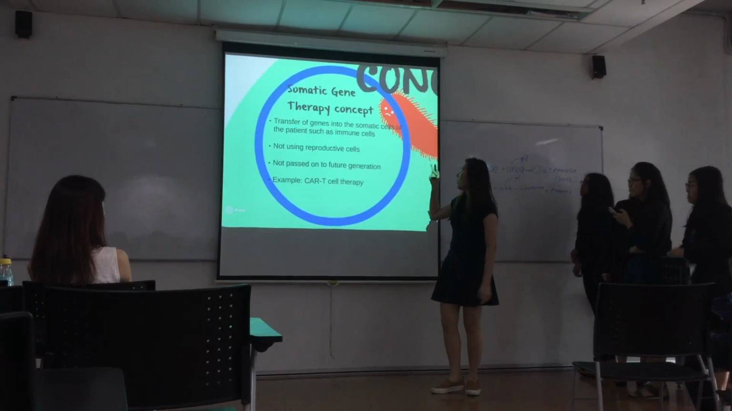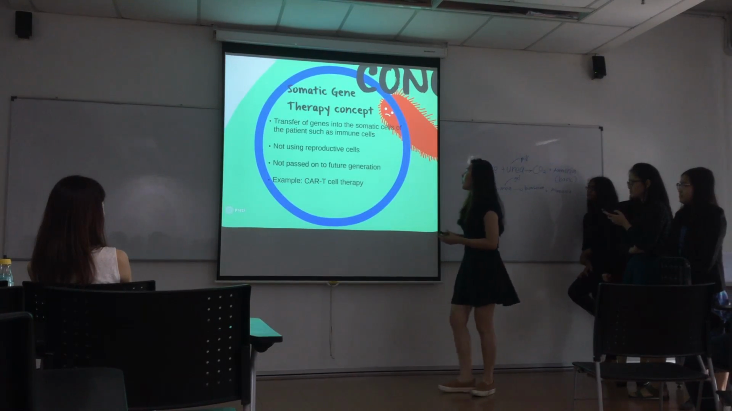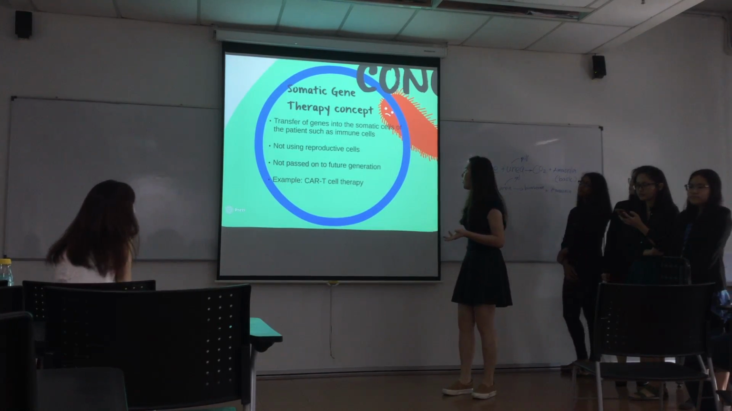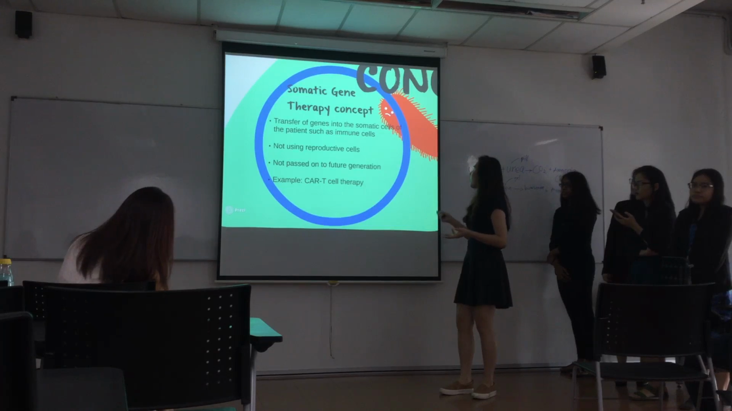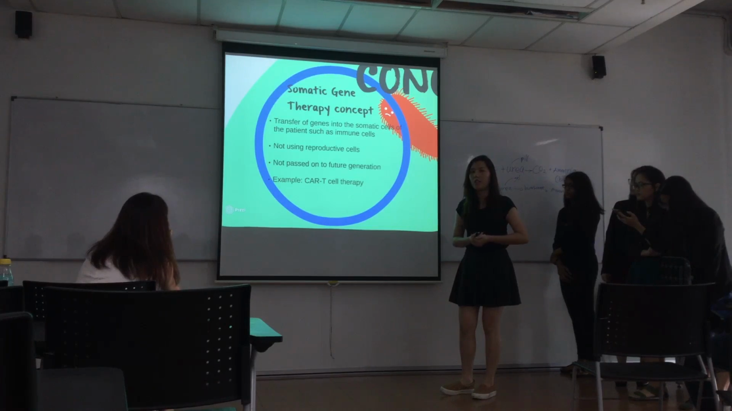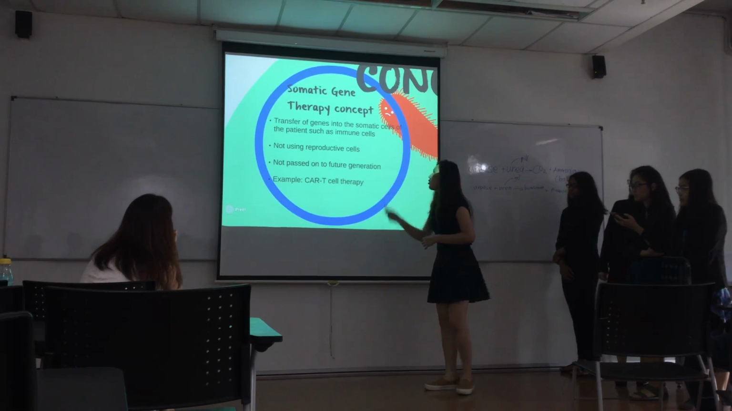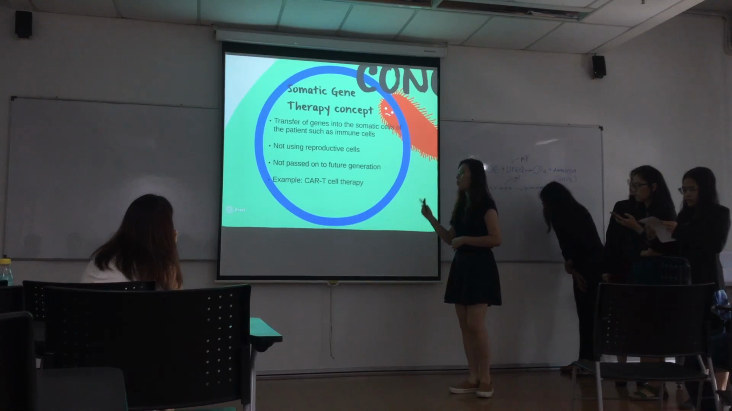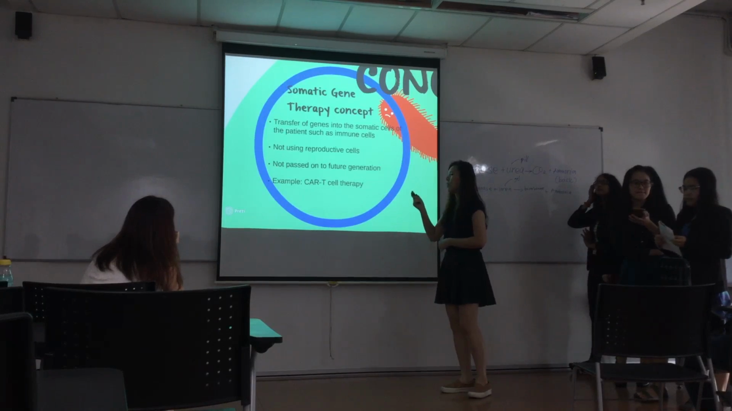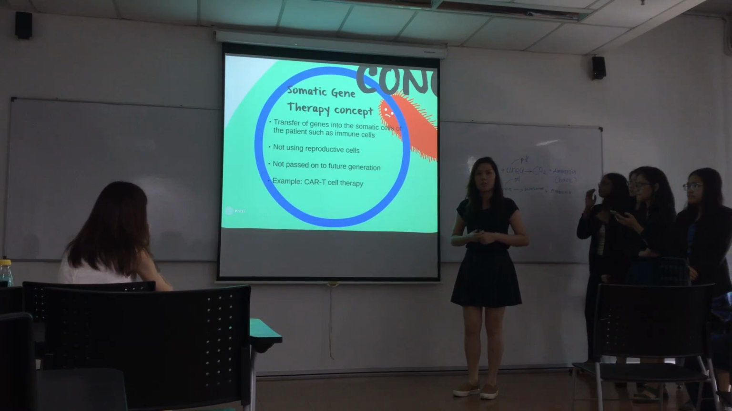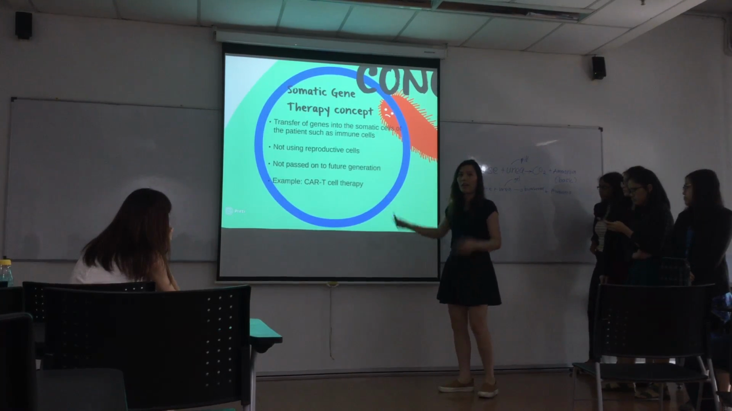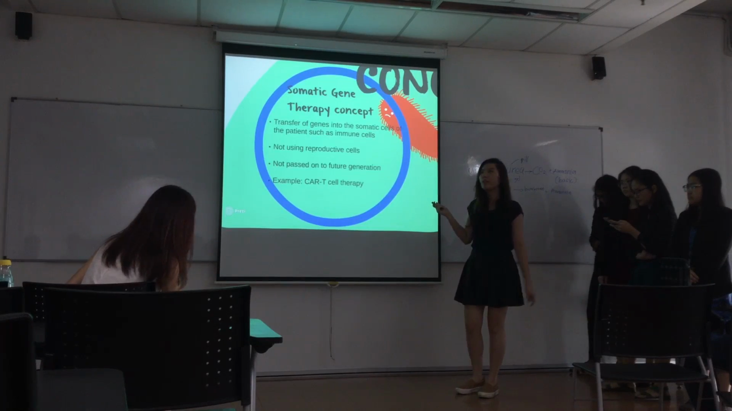So I will start with the somatic gene therapy concept. So basically, somatic gene therapy is about the transfer of desired gene into the somatic cells of a patient. For example, the somatic cells are like immune cells, bone marrow cells, muscle cells, and other cells that you see in the body, except the reproductive cell. So in this somatic gene therapy, the reproductive cell will not be used, and also the modified somatic cells will not be inherited by the next generation of the patient. So our main focus for today's presentation, the CAR T-cell therapy, is an example of this somatic gene therapy.